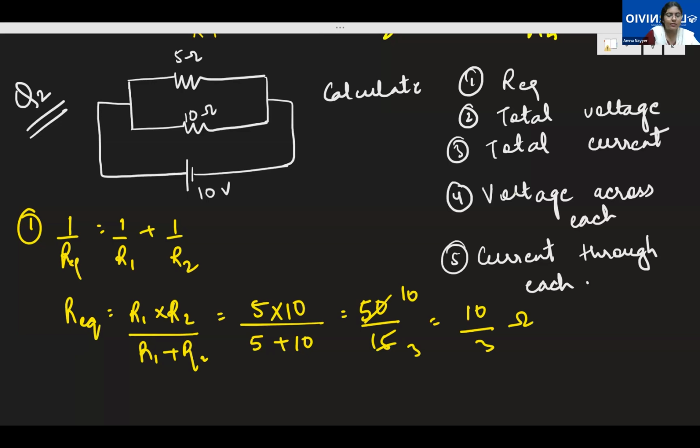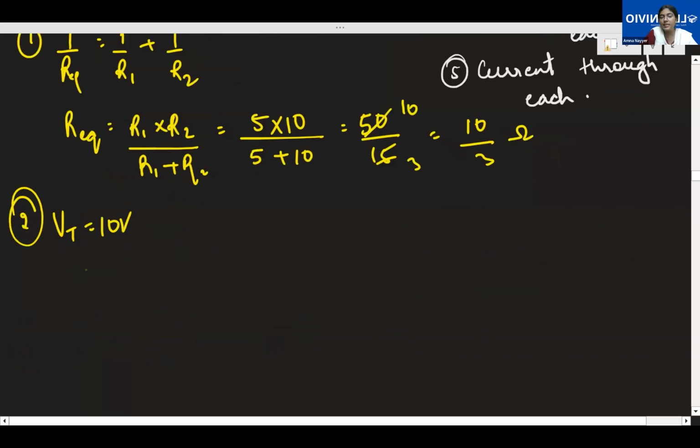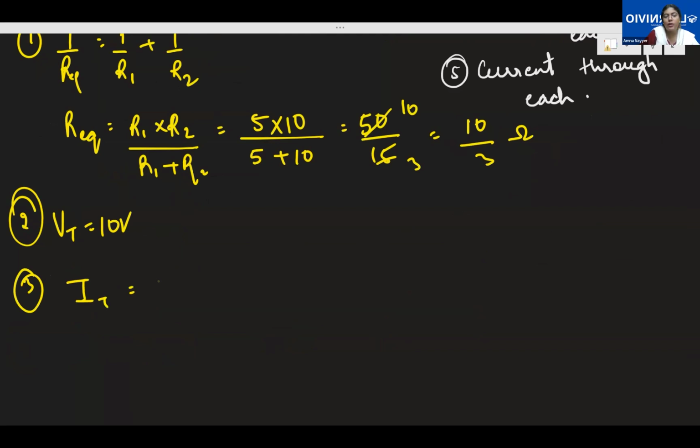Now look, here we have the total voltage. Total voltage is given in the question, so total voltage is still 10 volt. The third part asks for total current. Total voltage is there, total resistance is there, so total current can be calculated. Total current in the circuit will be equal to total voltage by R equivalent. This is 10 by 3. 10 will be cancelled, 3 goes up, that is 3 ampere.